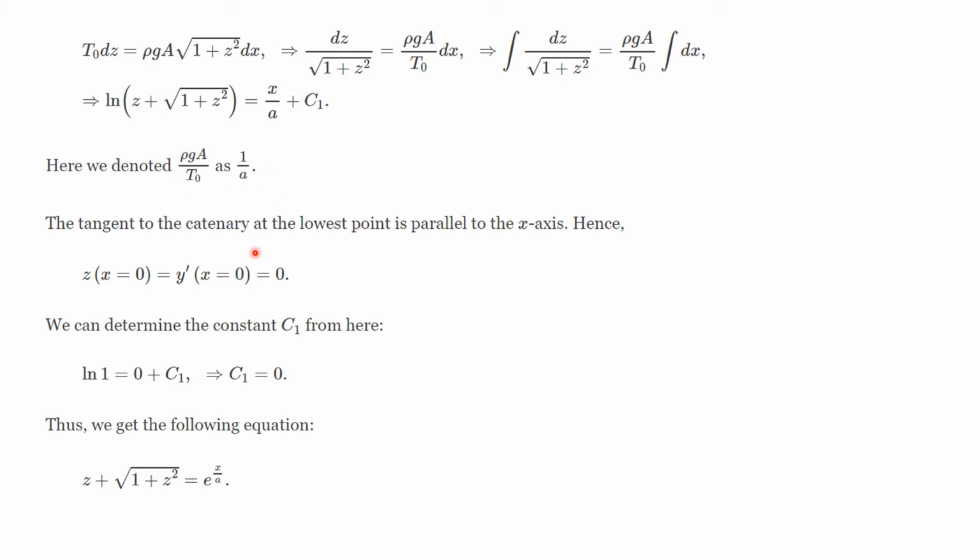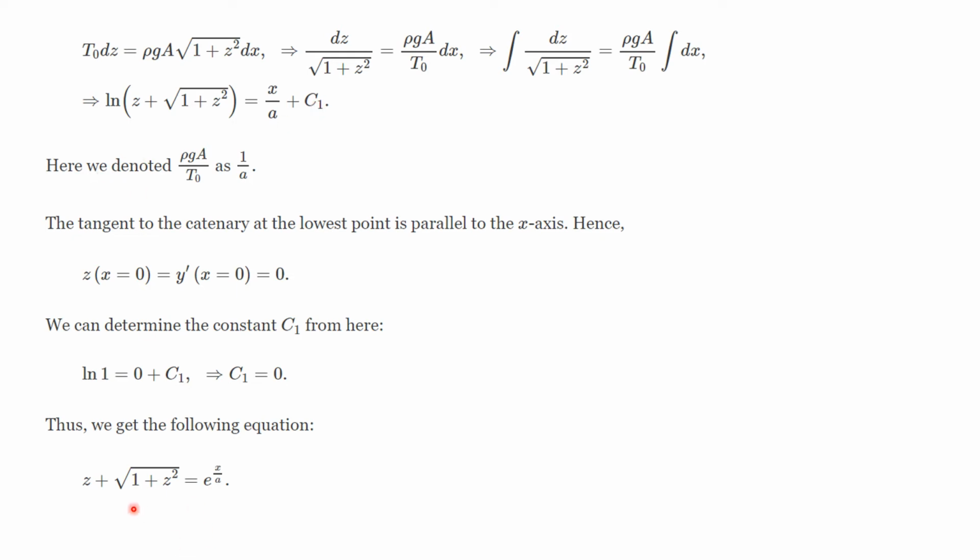Now, if we talk about the tangent to the catenary at its lowest point, that's going to be flat there, so it's parallel to the x-axis. So we know that z evaluated at x equals 0 is the same thing as y prime evaluated at x equals 0, which is 0, which means that we can substitute those values up here. Now the natural logarithm of 1 is 0, so we can conclude that c1 up here is 0. So what we have is c1 is 0.